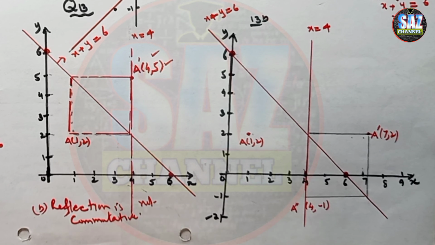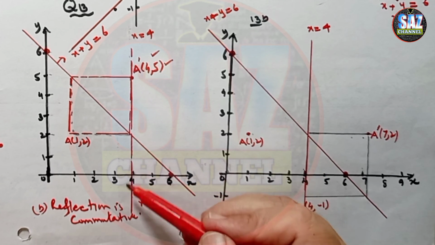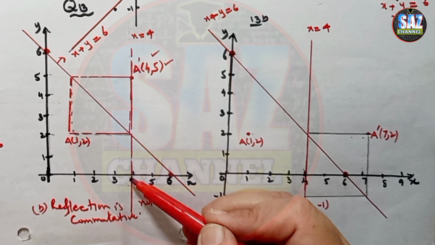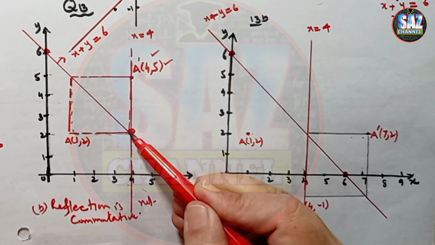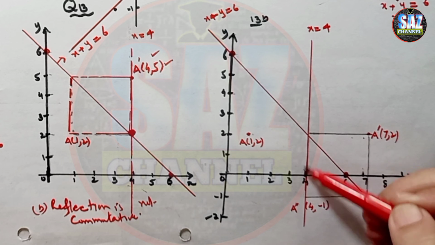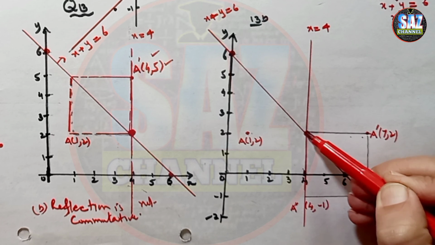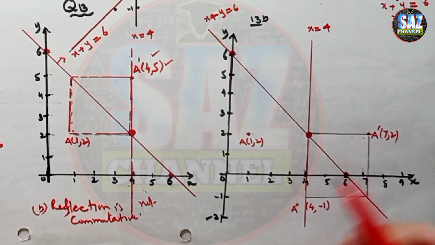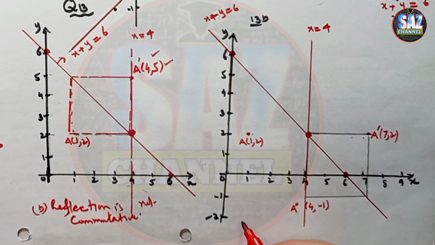Commutative in this case. And the coordinates of the invariant point: if we look at this first case, we can see that 4 and 2 is the point which is coming at the point of intersection. Again 4 and 2 is the point which is coming at the point of intersection. So the coordinates of the invariant point, answer of C, is 4 and 2. I hope you are clear about this lesson.